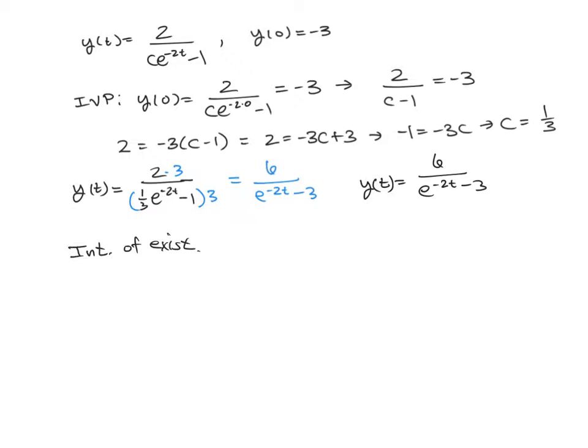So the best thing to do is take our denominator and set that equal to 0 to see where we have our problems. So if we set this e to the -2t minus 3 equal to 0 and solve, we get e to the -2t equals 3. Taking natural logs, -2t equals ln 3. So t is equal to negative natural log 3 over 2. Now remember, that is the bad number that we want to exclude.